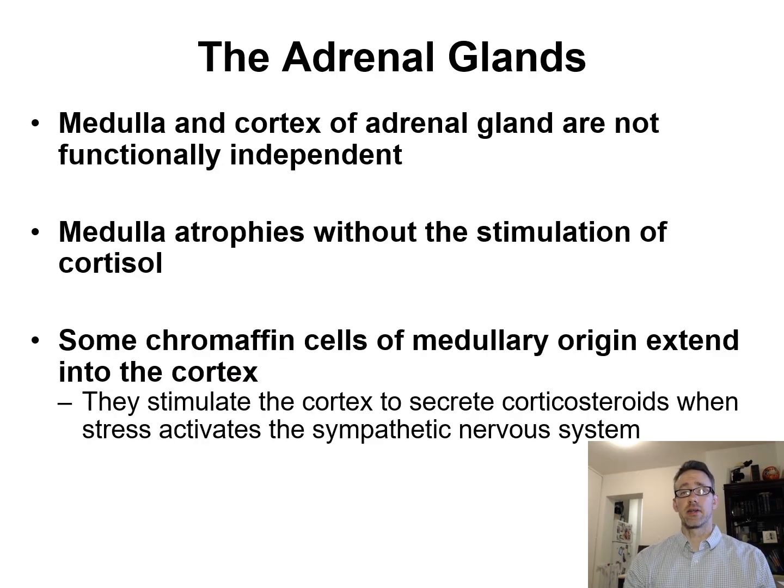And lastly, what I want to point out is that although the medulla and the cortex secrete different hormones and respond differently, they're not completely independent of one another. In fact, the medulla will atrophy without stimulation of the cortisol, so the cortisol helps support the medulla, and the chromaffin cells of the medulla can extend into the cortex. The benefit is that during a stressful period, when the autonomic nervous system starts to increase sympathetic activity, it can stimulate the chromaffin cells, and the chromaffin cells will then stimulate the cortex to secrete corticosteroids, or cortisol, for example, which helps to activate that stress pathway in addition to the elevation in epinephrine and norepinephrine, so they can act together.